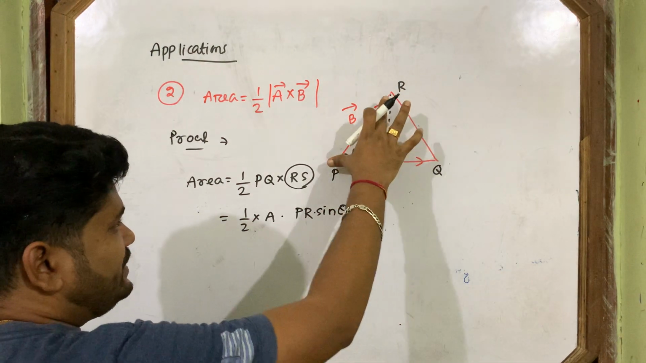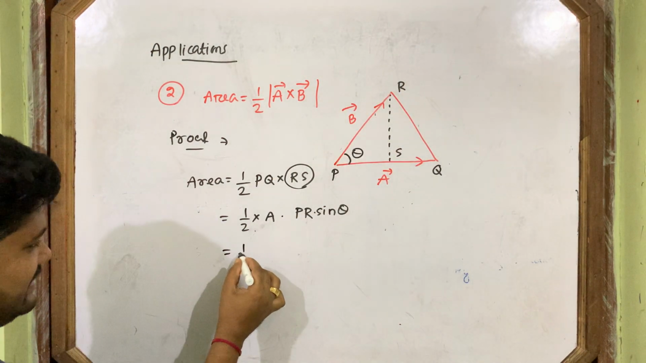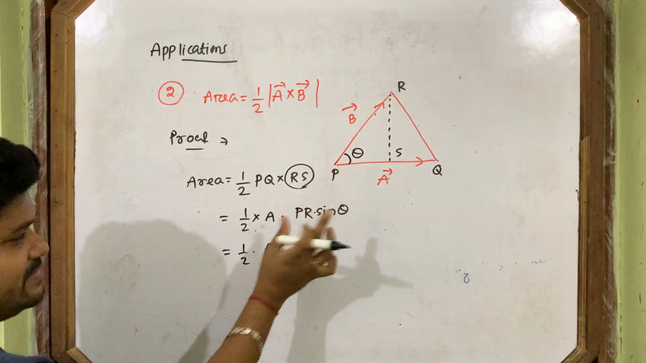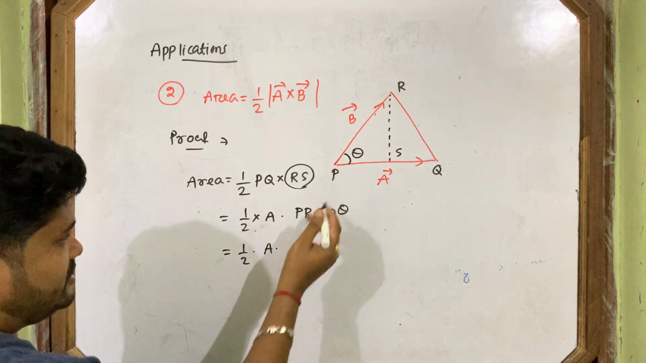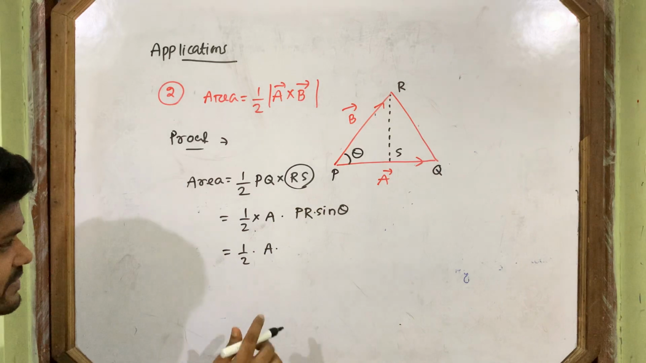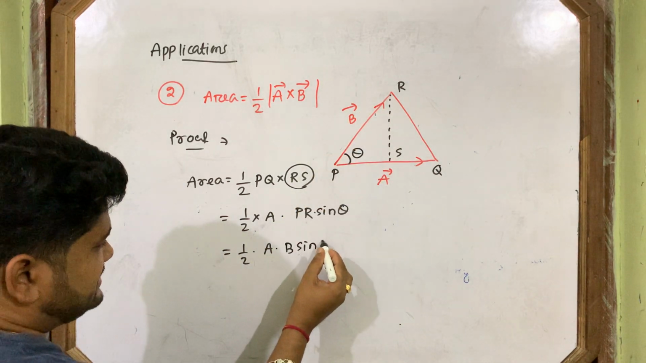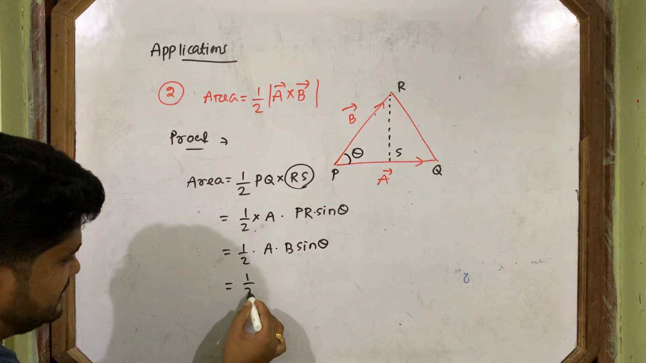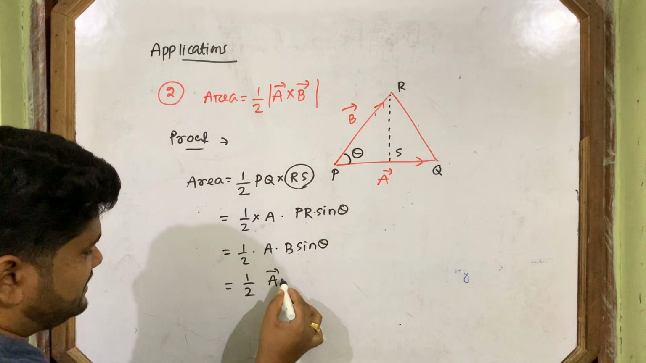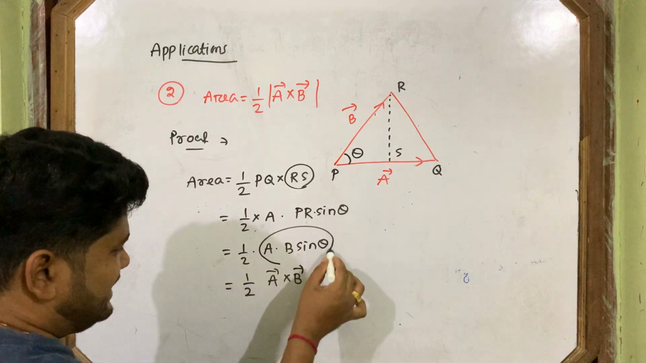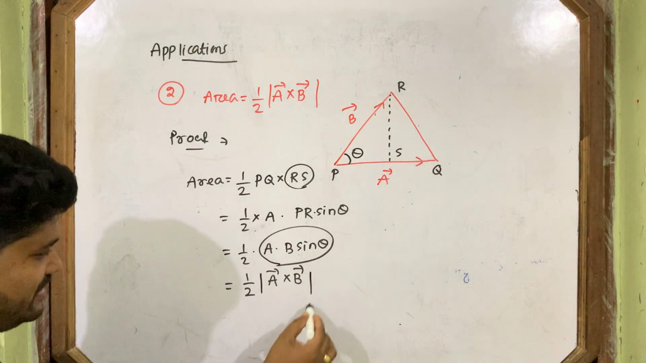RS is equal to PR sin theta. So half A, that side theta is not there, so it will be sin theta, no problem. Just like one component of a PR. Okay, so PR is how much? This is B, B sin theta. So this is half A vector cross B vector, AB sin theta, nothing but mod.